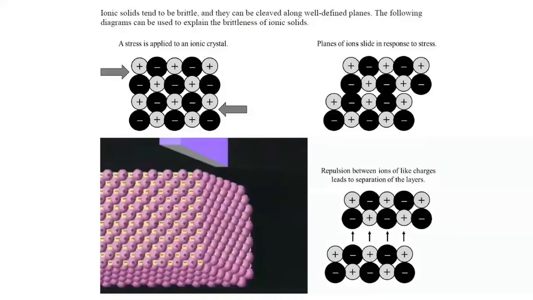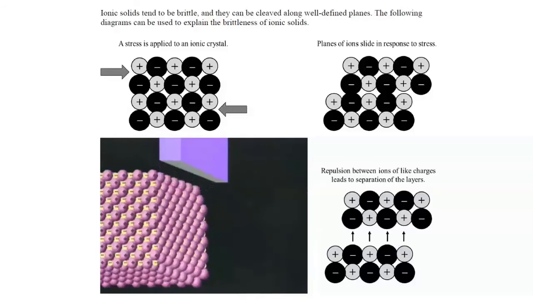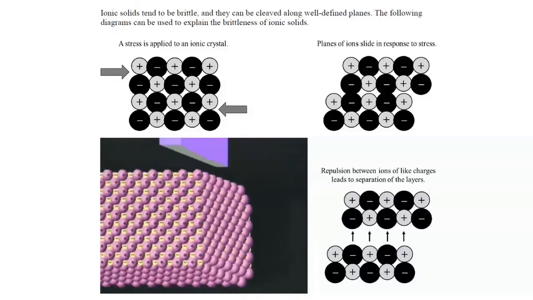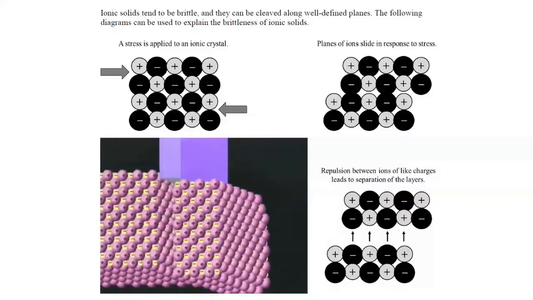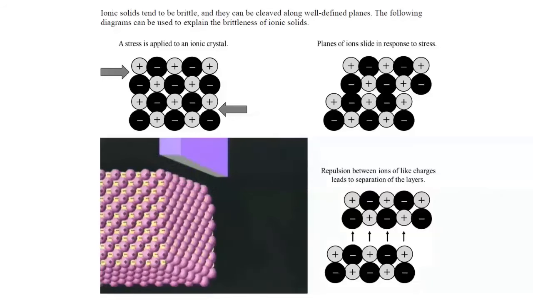Now in this video we can see a computer animation to illustrate why these ionic solids can be cleaved along well-defined planes. In this atomic scale view of sodium chloride, when the crystal is struck, ions with the same charge are moved near each other. Since like charges repel, the crystal cleaves into 2 pieces along the plane where it was struck.